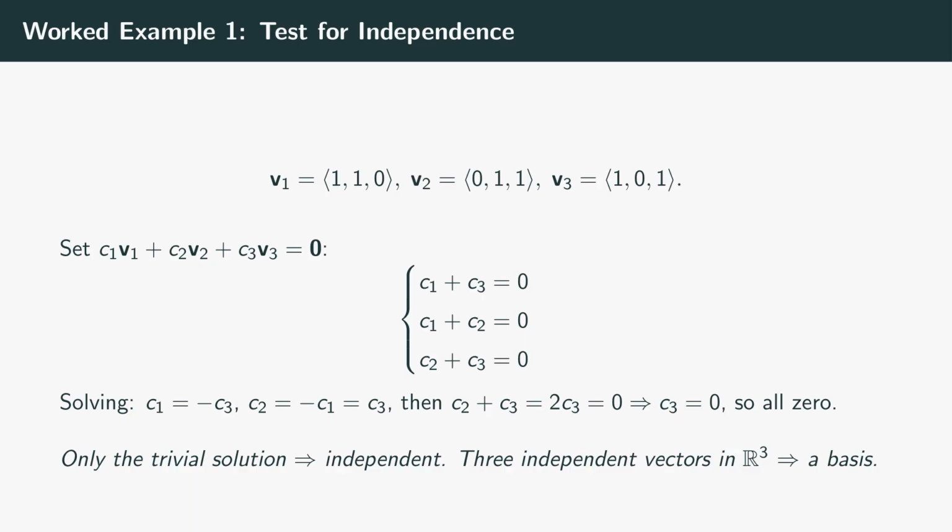Now solve. From the first equation, c1 equals negative c3. From the second, c2 equals negative c1, which is c3. Substitute into the third, c2 plus c3 is c3 plus c3, which is 2 times c3, and that must be 0, so c3 is 0. Then c1 and c2 are 0 as well. The only solution is all coefficients 0, so the 3 vectors are independent. And 3 independent vectors in 3-dimensional space automatically span it, so they form a basis. Any n independent vectors in an n-dimensional space are guaranteed to be a basis.